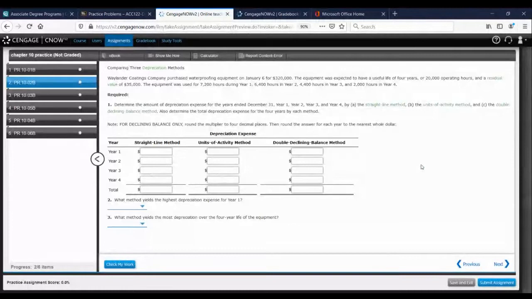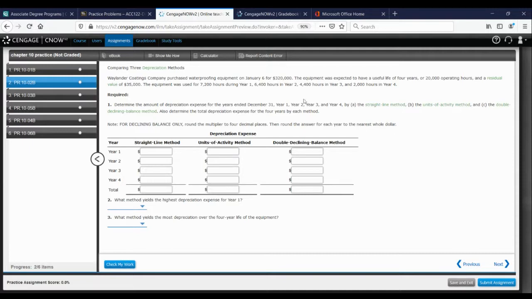I want you to be able to look at Cengage with me, and also I'm going to have you looking at some Excel explanations of what we're going to be doing in Cengage. So again, I have pulled up problem 10-2B, which will be similar to homework problems, and we're going to work depreciation methods from Chapter 10.